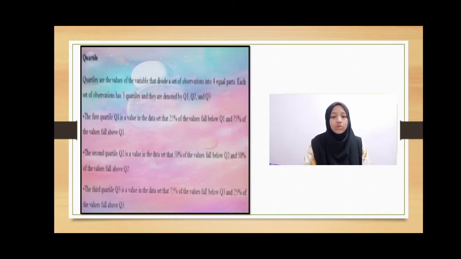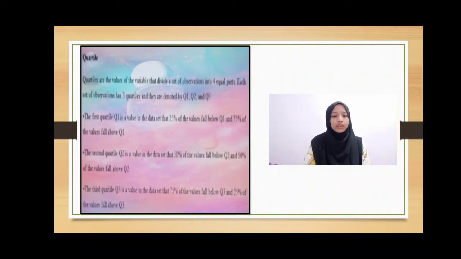Now we move to measure of position, which is quartiles. Quartiles are the values of the variable that divide a set of observations into 4 equal parts. Each set of observations has 3 quartiles, denoted by Q1, Q2, and Q3. The first quartile Q1 is a value in the dataset where 25% of the values fall below Q1 and 75% of the values fall above Q1.